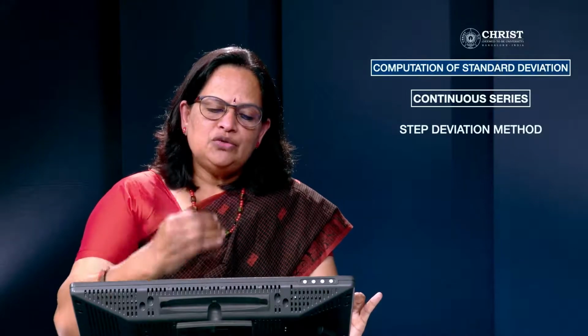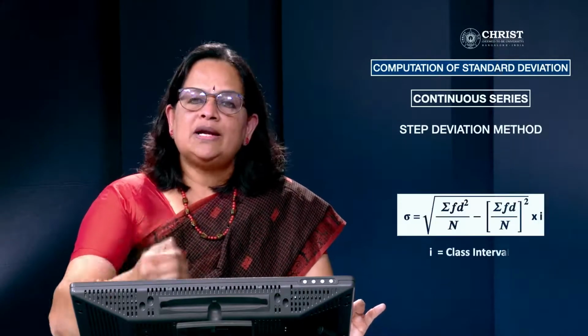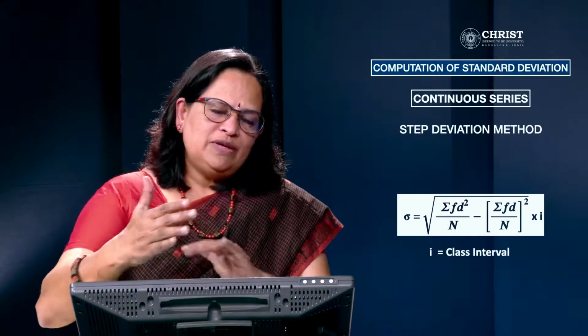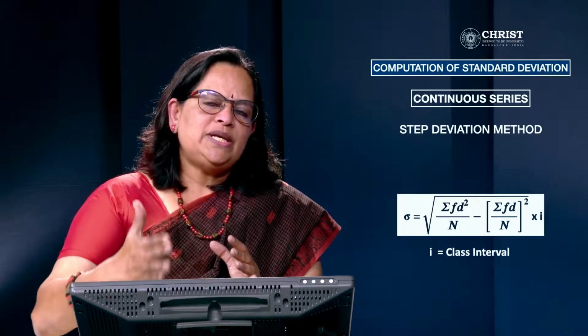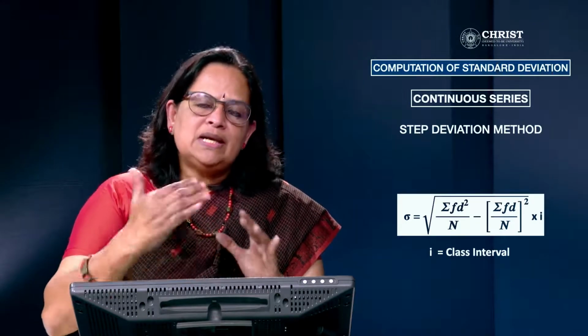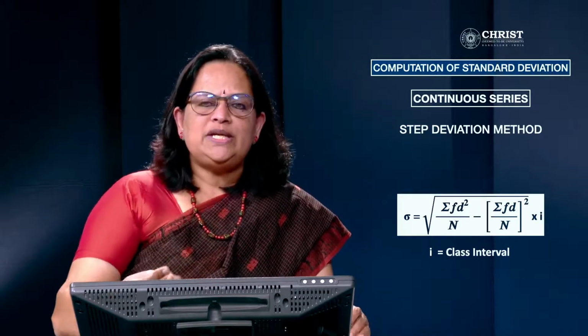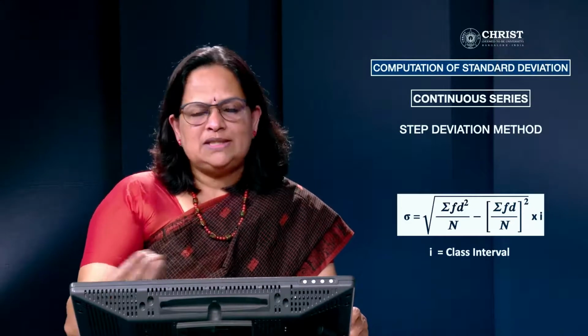Now for a continuous series, you have to remember that we are using the step deviation method itself, but here i will be the class interval. In a discrete series, it's the common factor, the difference between the x values. It can be 5, 10, 20, whatever the value. Whereas in a continuous series, it is the class interval: for 10 to 20, 10 is the class interval. So here the i value will be the class interval.